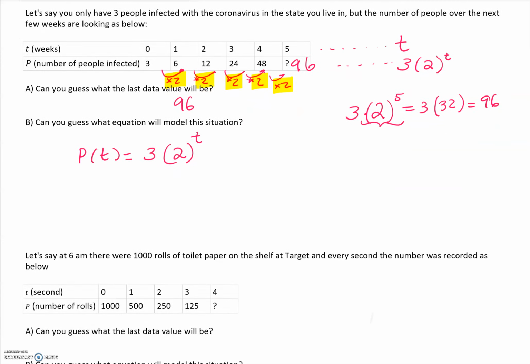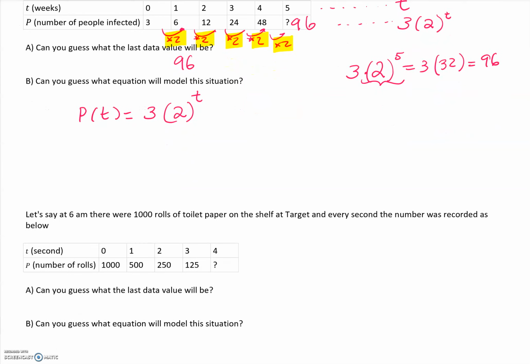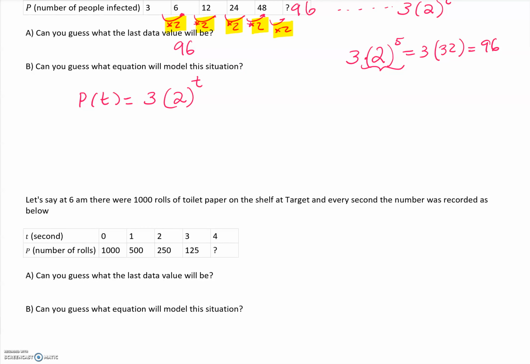Now let's look at another similar problem related to what's going on now. Let's say at 6 a.m. there were 1,000 rolls of toilet paper on the shelf at Target, and then every second the number was recorded as below. So to start off with, there were 1,000 rolls, and then a second later there was only 500, and a second later after that 250, and 3 seconds later 125.